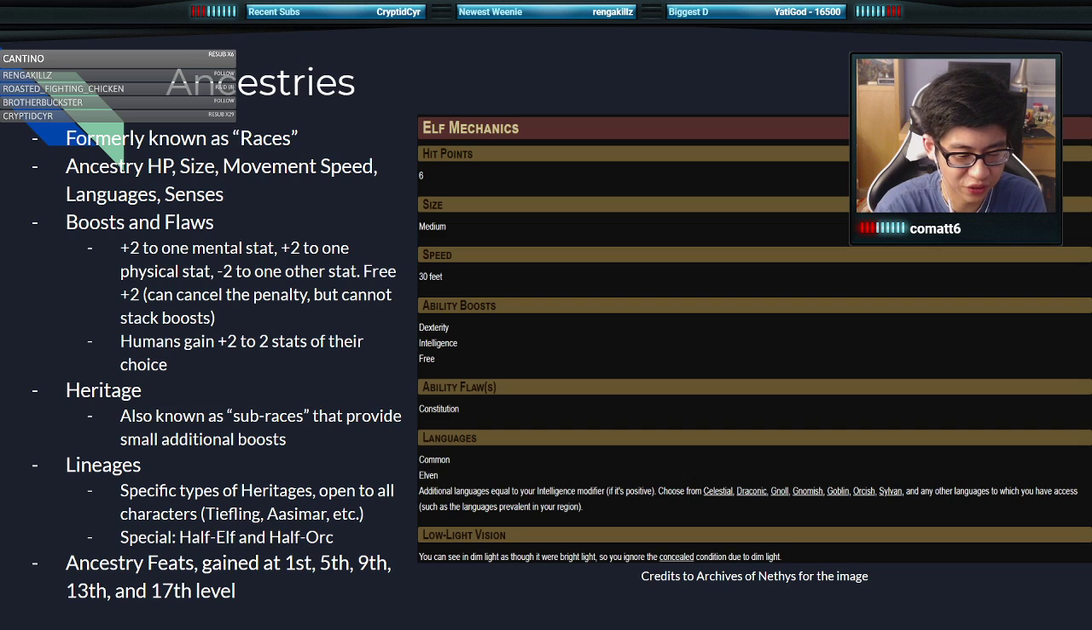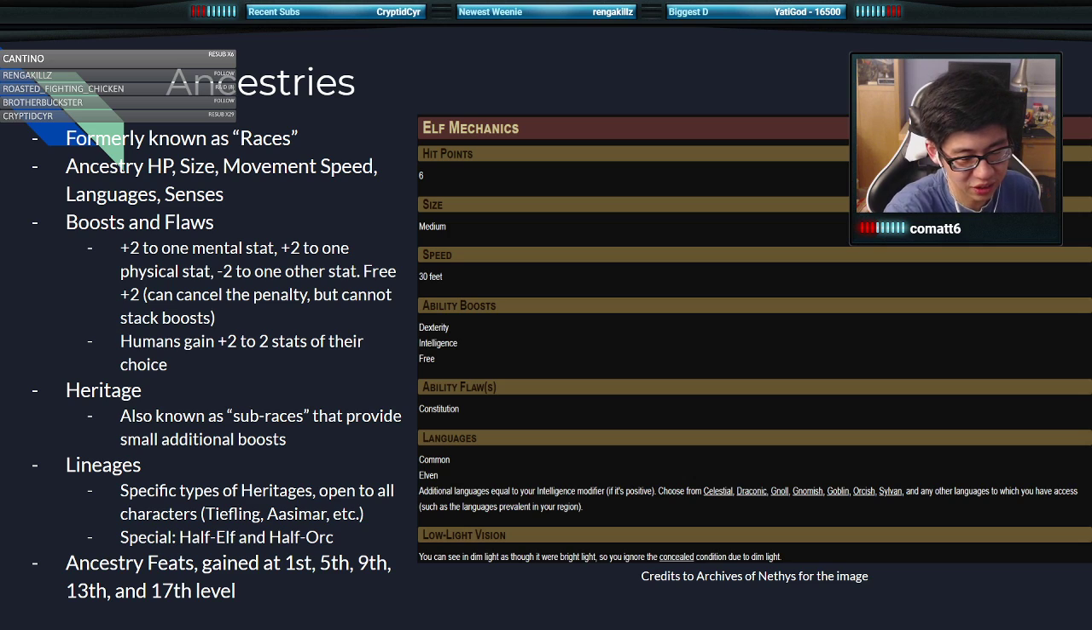It also comes with a certain size, medium or small. I think there's like 50-50 in terms of small versus medium. We got goblins, halflings, gnomes, leshies, and I think there's one other race that's small. Kobolds. Kobolds are small. And then you have a bunch of medium-sized races: elves, half-orcs, orcs, humans. You know the drill by now.